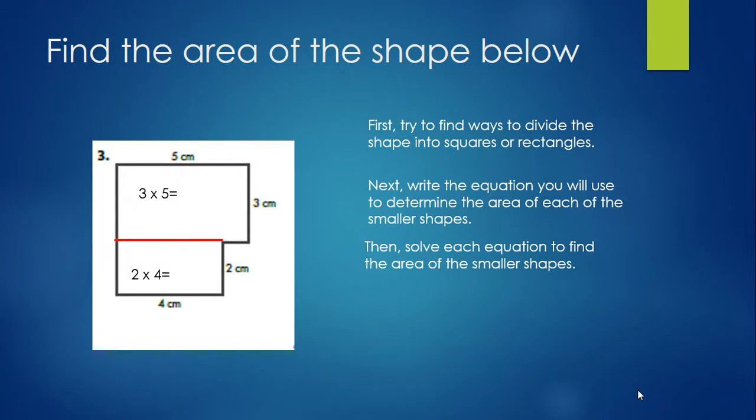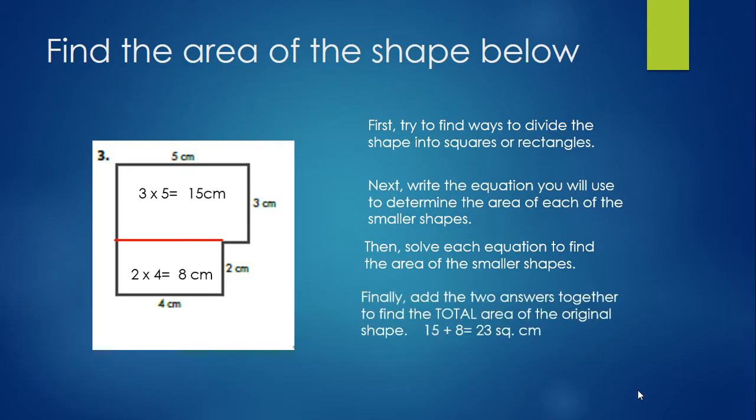3 times 5 would be 15. 5, 10, 15. 2 times 4 would be 8. 4, 8. Finally, we add the two answers together to find the total area of the original shape. 15 plus 8 equals 23 square centimeters.